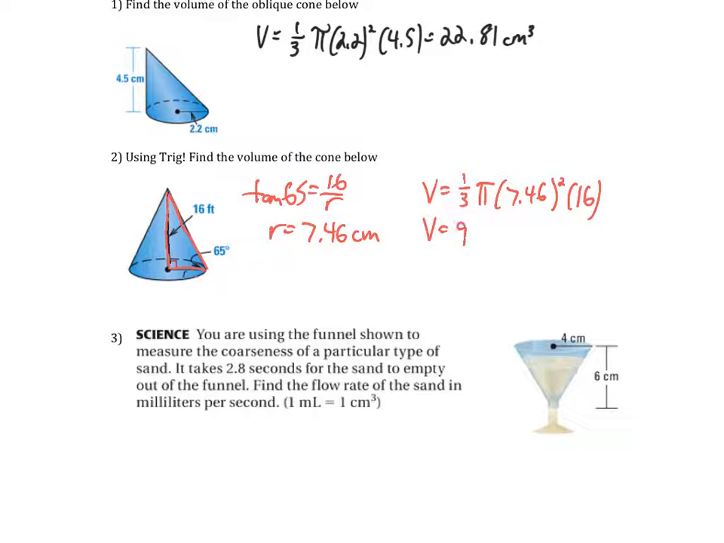So now to find the volume, it's 1/3 pi times 7.46 squared times 16, and our volume is approximately 932.45 centimeters cubed. All right, so volume of a cone, pretty simple.